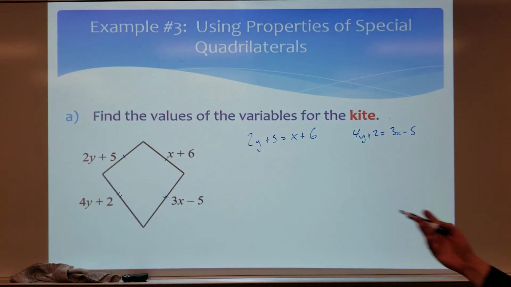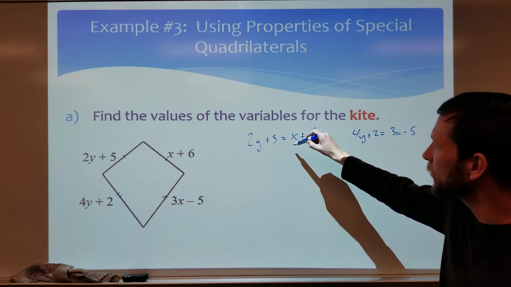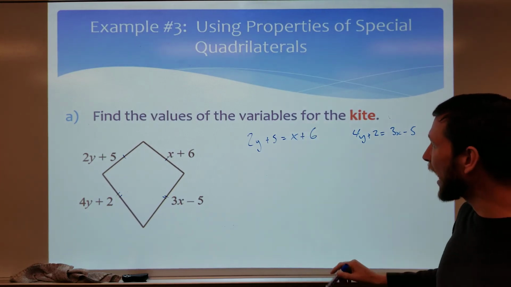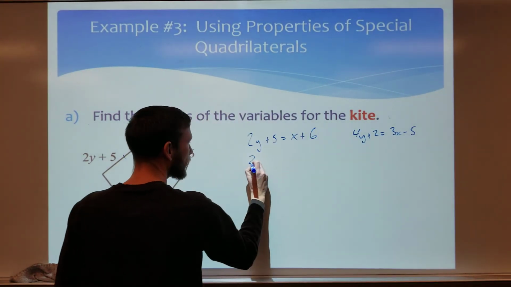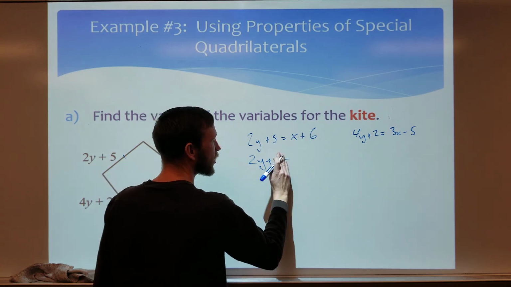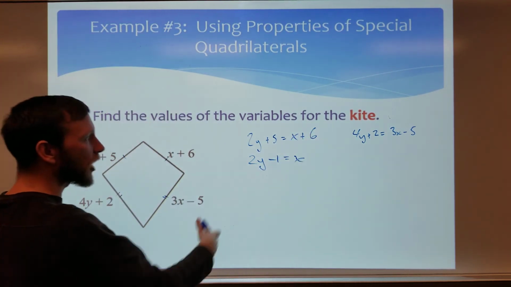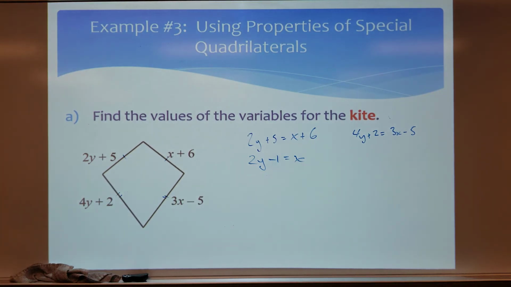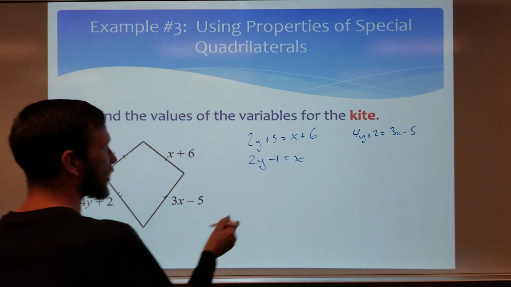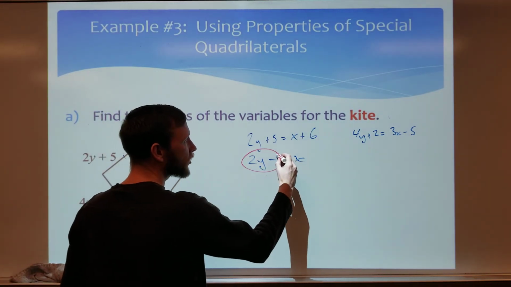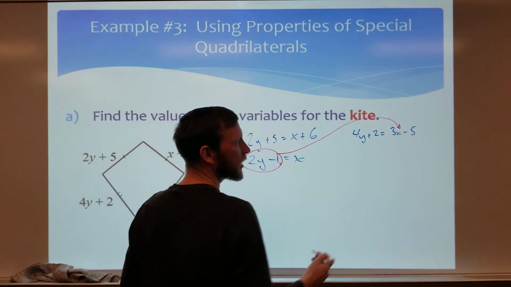I think that the best approach to this type of exercise is to use substitution. Since we have 1x here, I can subtract 6 from both sides and find out that x is equal to 2y minus 1. But then I can substitute that expression in place of the x in the other equation, all right?